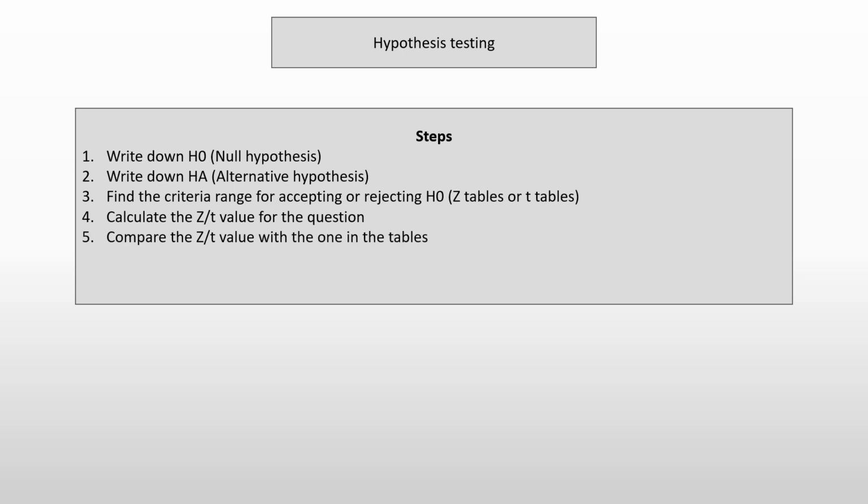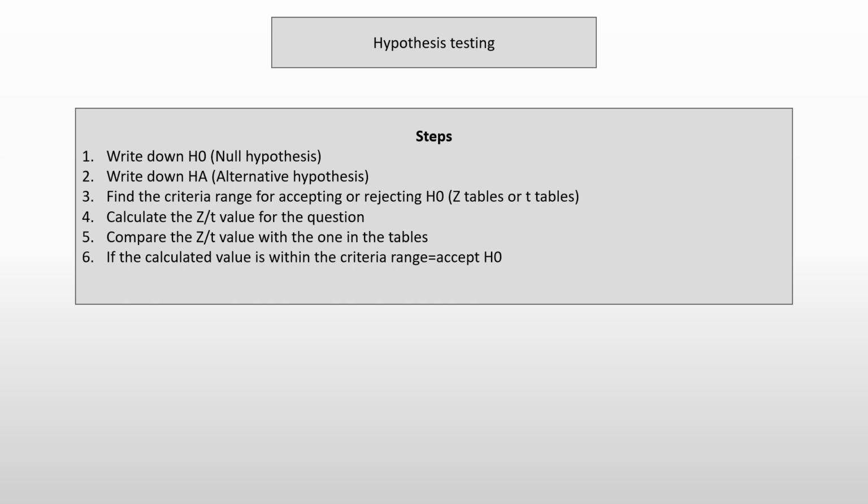And then number 5, compare that value that you calculated with the one in the tables, either the Z or the T tables. Hypothesis testing is either a Z test or a T test. There's also the F test, which is the ANOVA and so on, but that's not usually asked in a written exam. Usually it's the Z test that is asked in a written exam, so that's what we use in this lecture. So find that and compare it with the one in the tables. That's number 5.